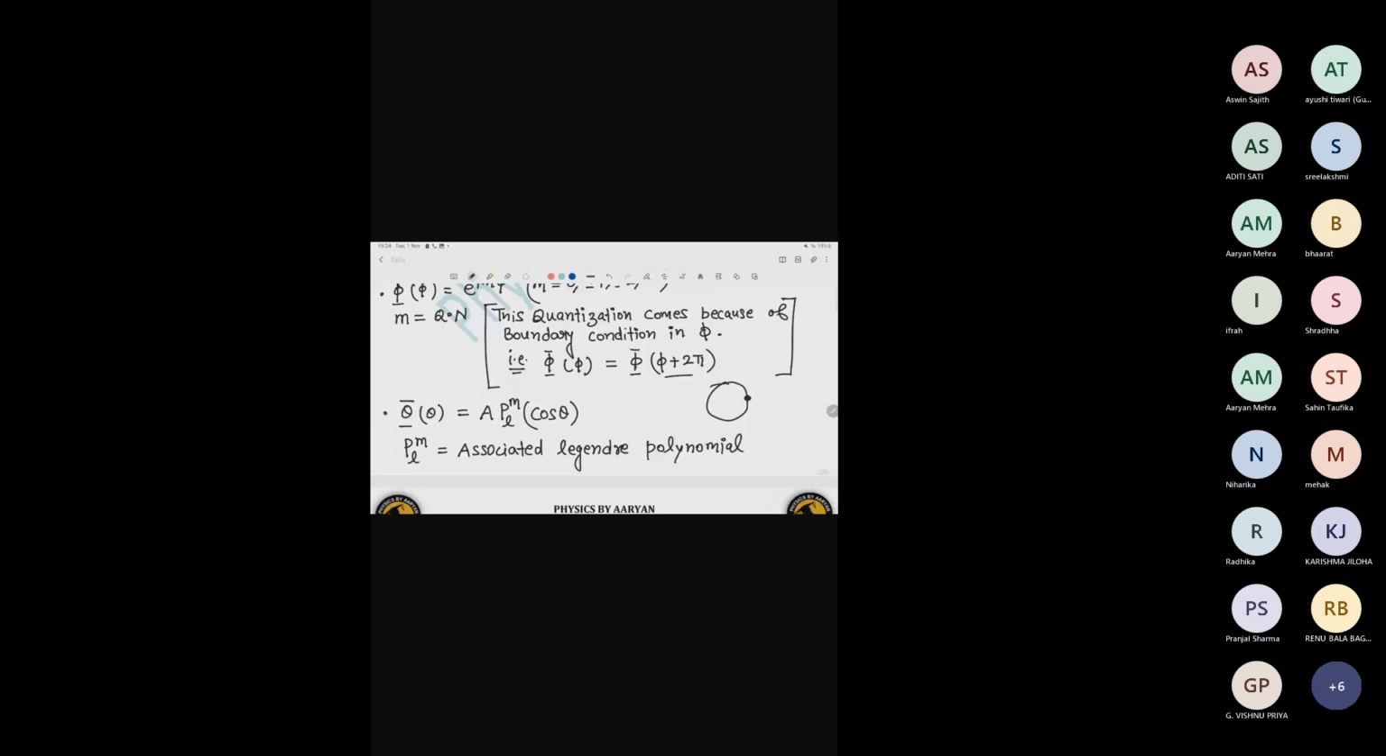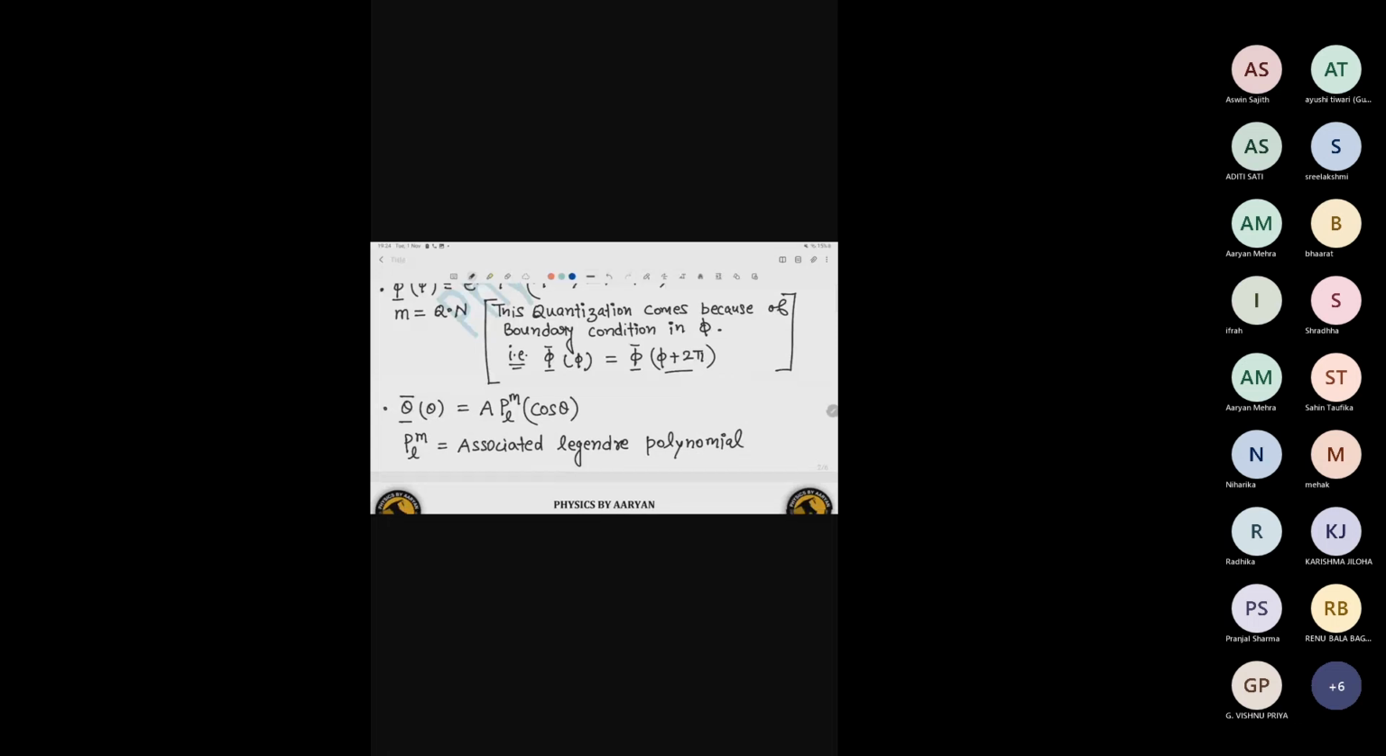Whatever is my value at phi, it should be the value at phi plus 2 pi. Agree? Yes, because it is circling back to the same point. So if there is a boundary condition, then there must be some quantization, and because of that boundary condition, the m quantum number has come. This much information you need out of the entire derivation.